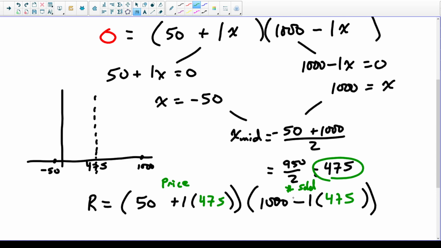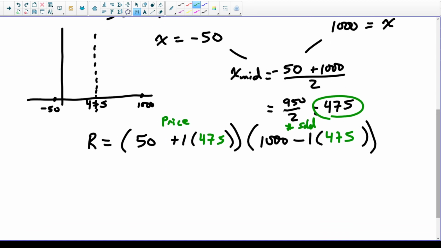And I just realized that my numbers must be a little off because the price of our pants is about to get pretty significant. I hadn't checked this. I should have checked it ahead of time, folks. I'm sorry. But we're going to add 50 to 475, so that's going to become $525 for our pants. And for the number we're going to sell, we're going to subtract 475 from 1000, which I should be able to do in my head, but I'm just going to do it on my calculator to make sure. And that gives 525 as well.